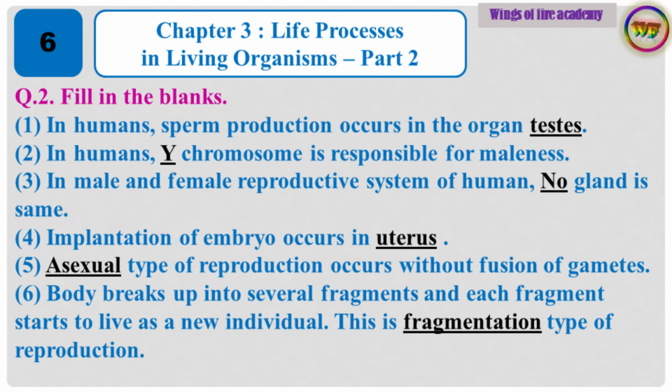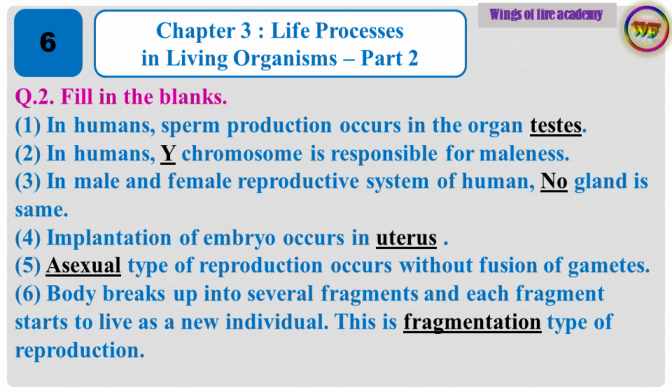Question 2. Fill in the blanks. Sub-question 1. In humans, sperm production occurs in the organ testes. Sub-question 2. In humans, Y chromosome is responsible for maleness. Sub-question 3. In male and female reproductive system of human, no gland is same. Sub-question 4. Implantation of embryo occurs in uterus.